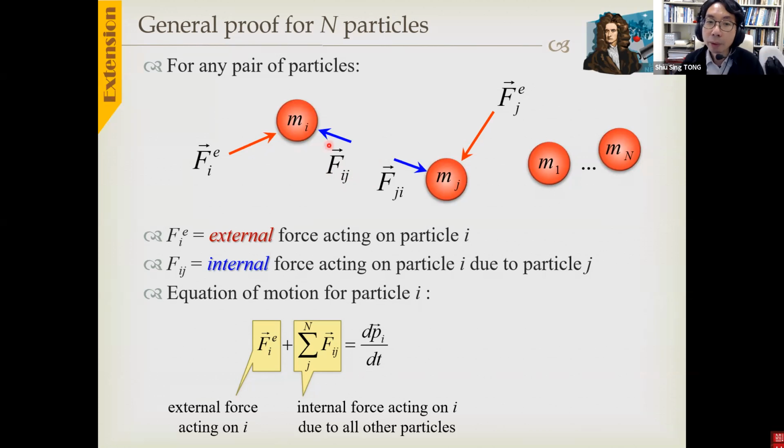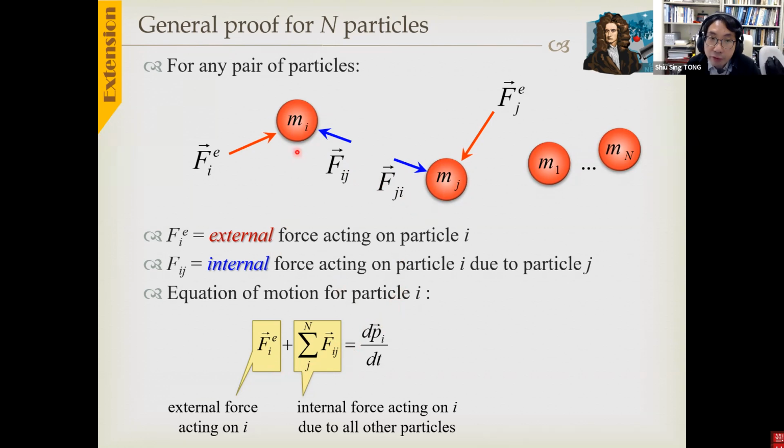Okay. Now, we have an action and reaction pair, right? If J acts a force on Mi, then I also acts another force on J, right? And the reaction force is denoted by Fji. The force acting on J due to particle I. So Fij and Fji form an action reaction pair. Is that clear?